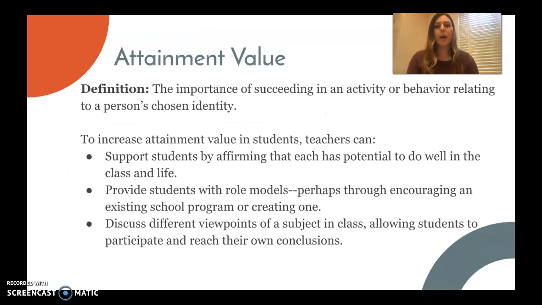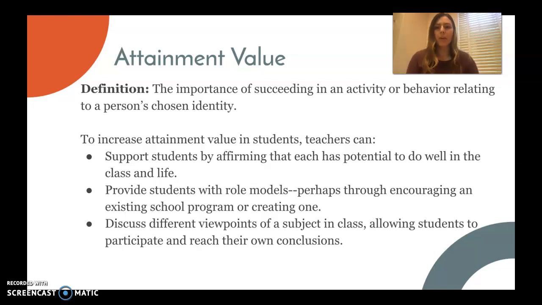The first value we'll talk about is attainment value, which is the importance of succeeding in an activity or behavior relating to a person's chosen identity. So an example of a person with high attainment value could be an athlete. They love the sport of their choice, and they're pretty good at it too, so they want to improve and keep winning.